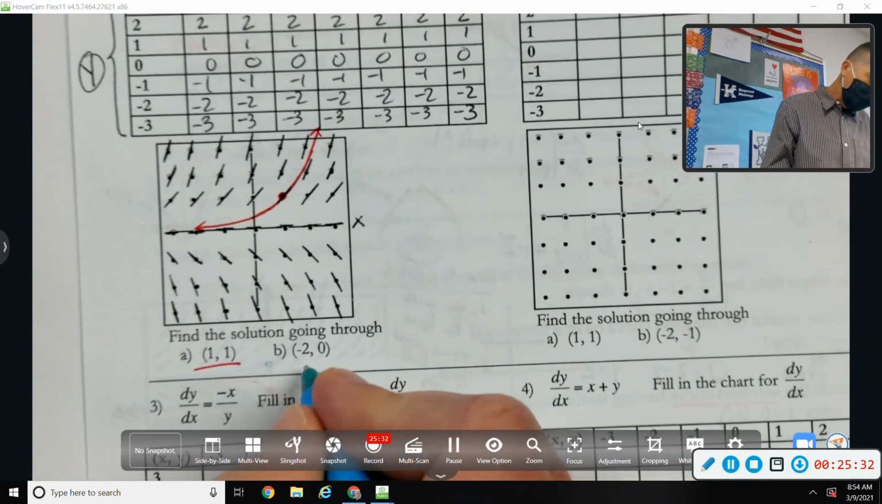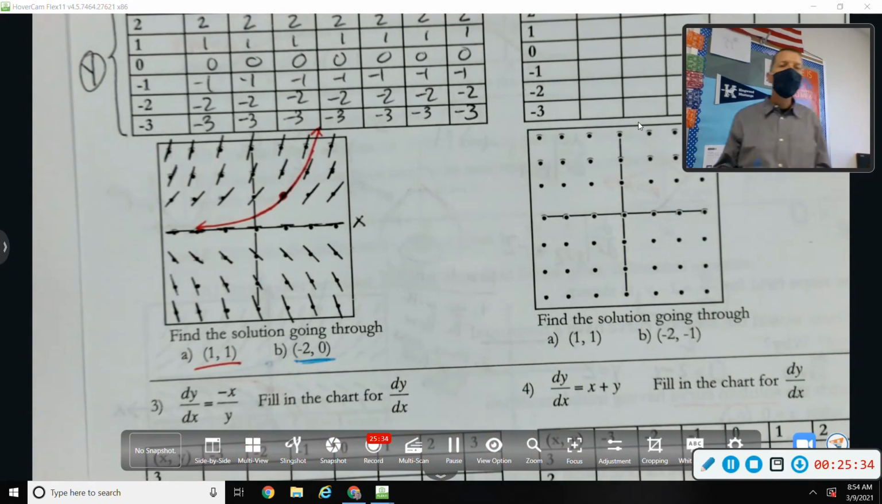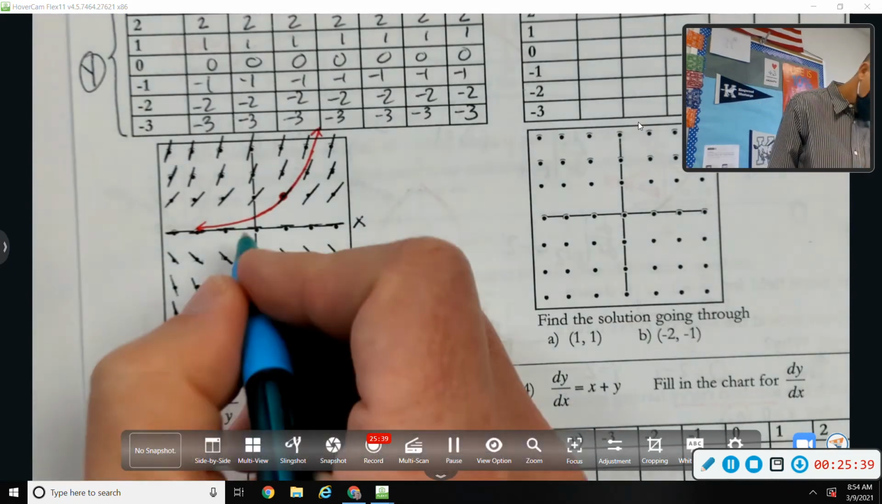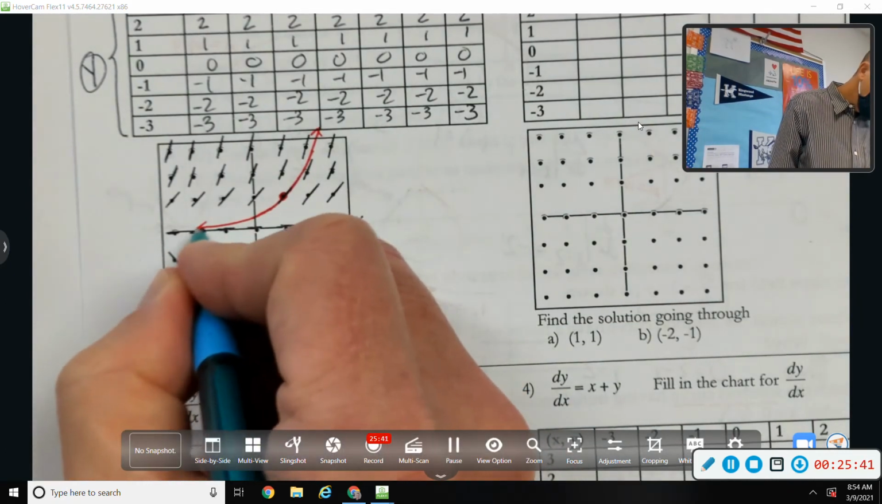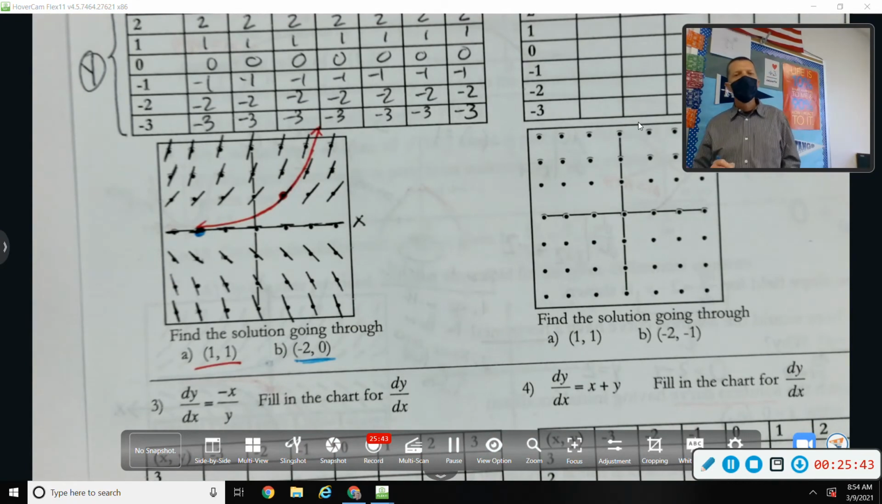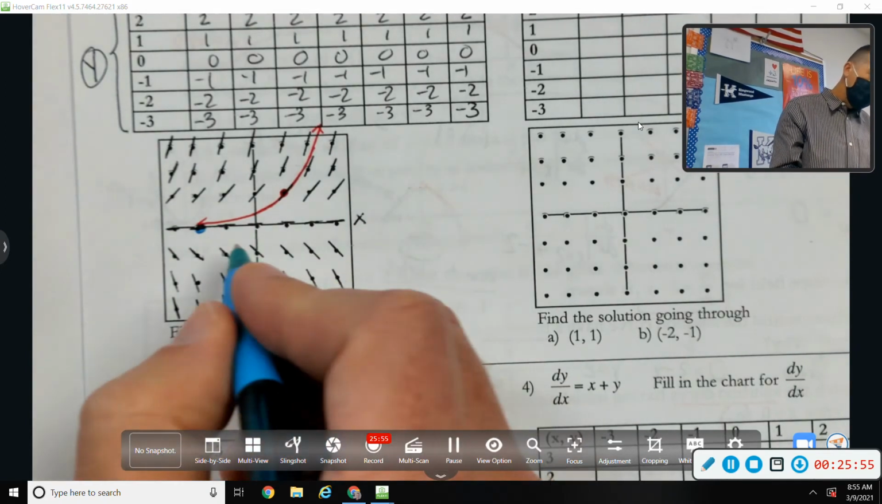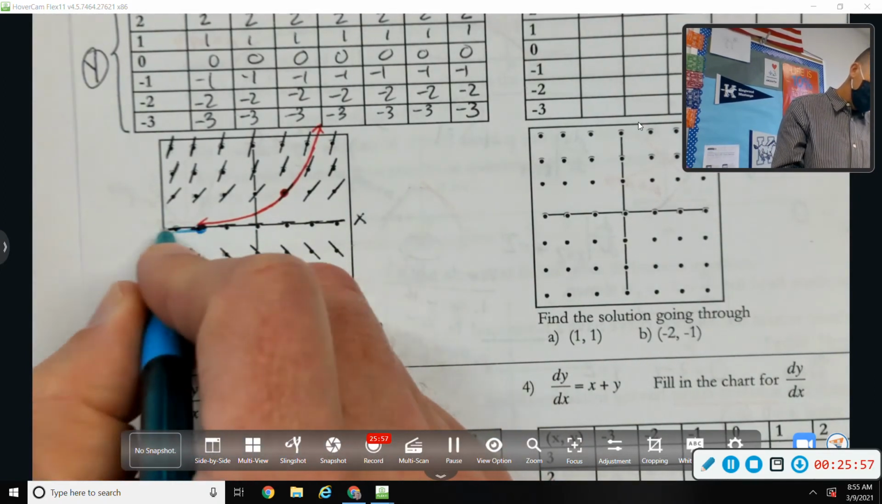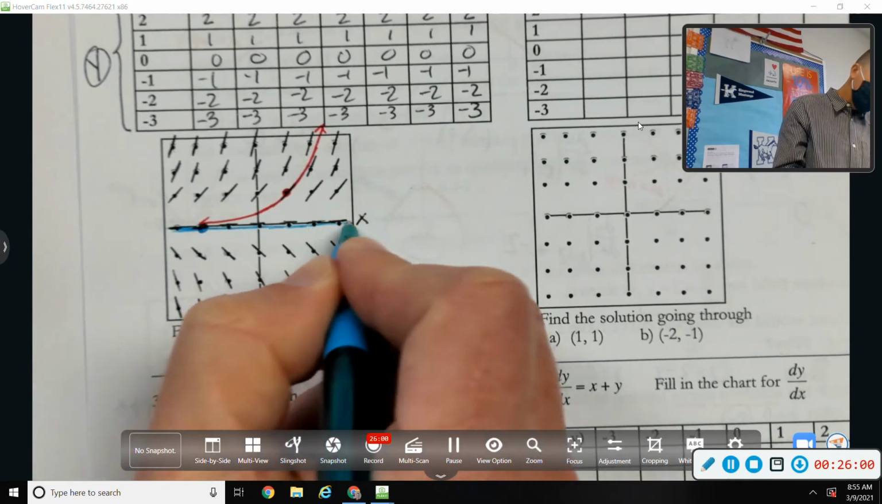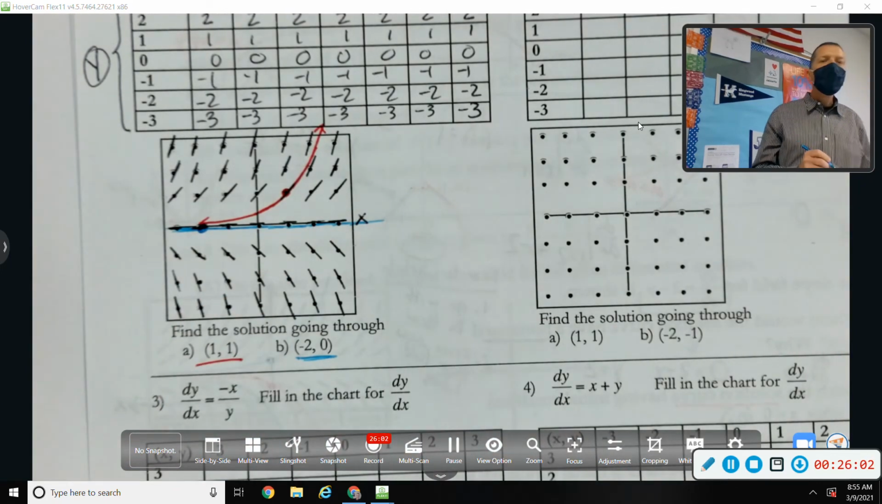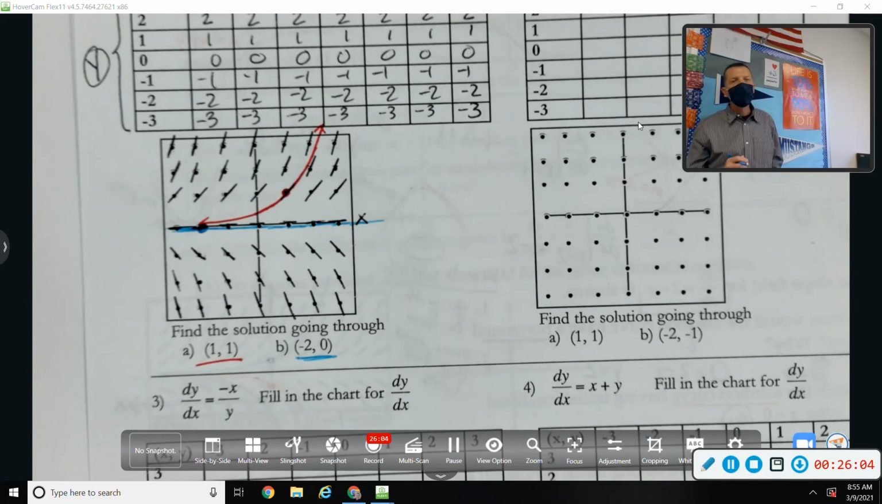Then pick a different color to start at -2, 0. What's that line going to look like? What's that solution going to look like? If I start right there. It's going to be a horizontal line. Kind of a boring solution.